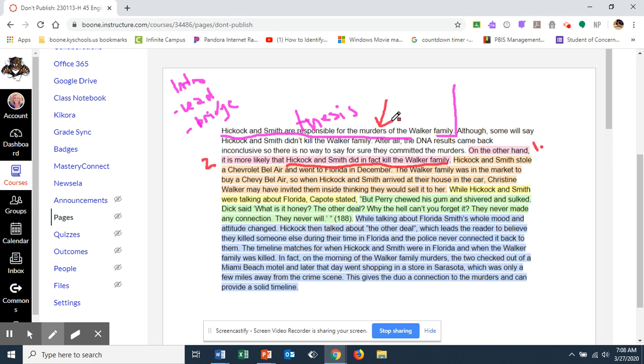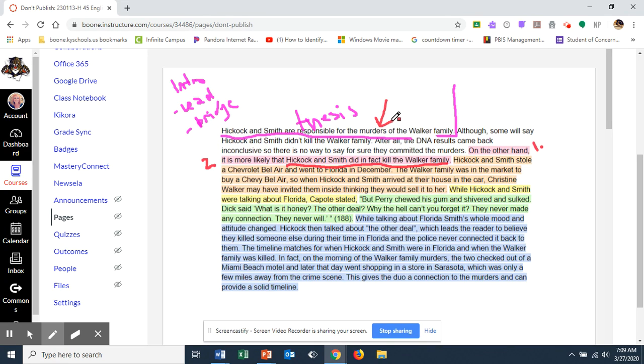So, proving that Hickok and Smith did in fact kill the Walker family. The example says Hickok and Smith stole a Chevrolet Bel Air and went to Florida in December. The Walker family was in the market to buy a Chevy Bel Air, so when Hickok and Smith arrived at their house in the car, Christine Walker may have invited them inside, thinking they would sell it to her. Okay, so that's a perfect example of how Hickok and Smith came in contact with Christine Walker, how they would have gotten inside of her house, and this example supports that they could have in fact killed her.